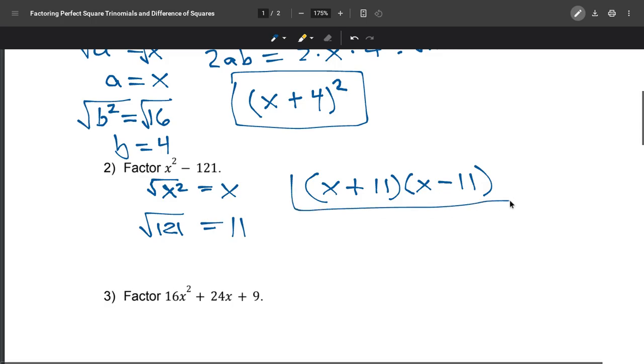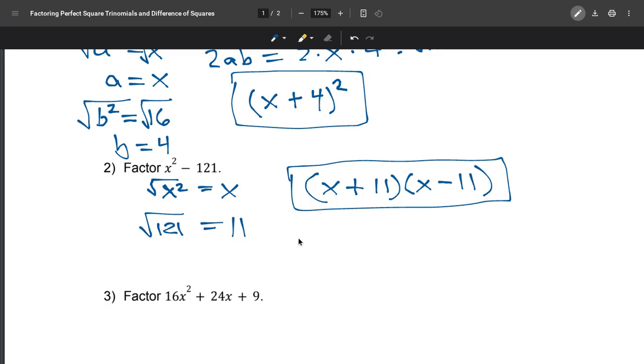And that's it. That's the difference of squares pattern. Okay, let's look at the next one.